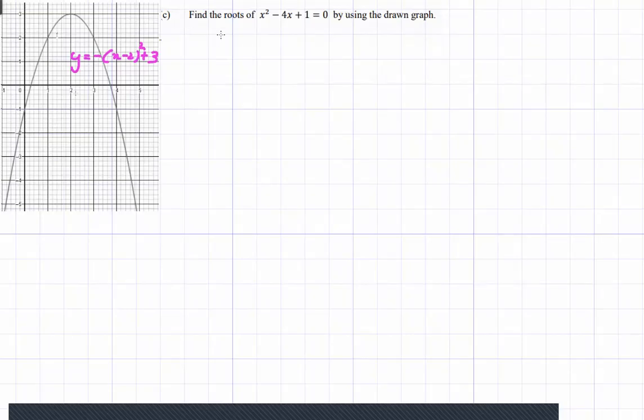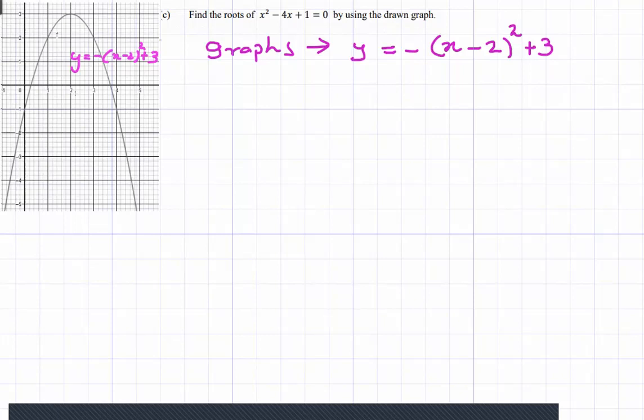All right, so here you have been asked to find the roots of x squared minus 4x plus 1 equals 0 by using the drawn graph. So in this type of question, what's the first thing you got to do? The first thing you got to do is write down the graph's equation first. So what's the graph's equation? It has been given to you as y equals minus times x minus 2 whole thing squared plus 3.